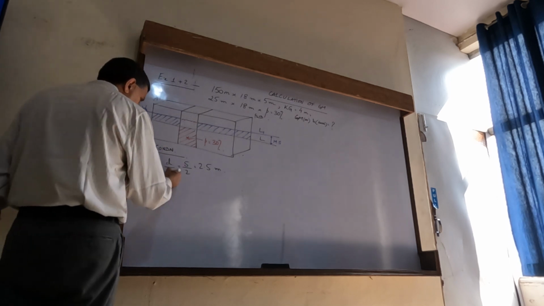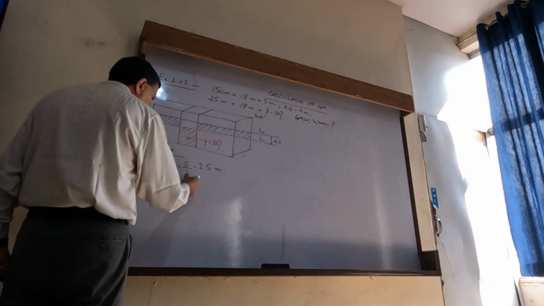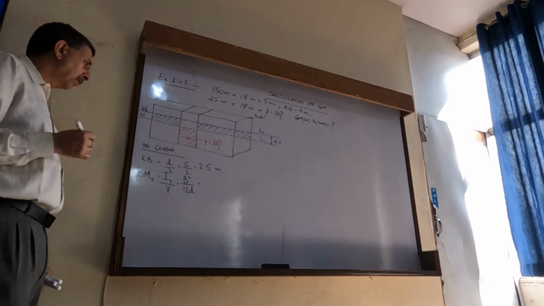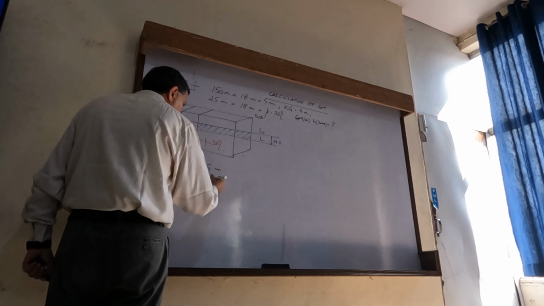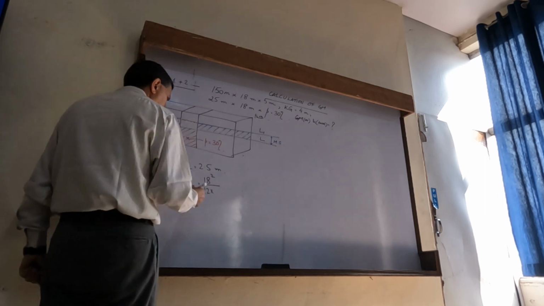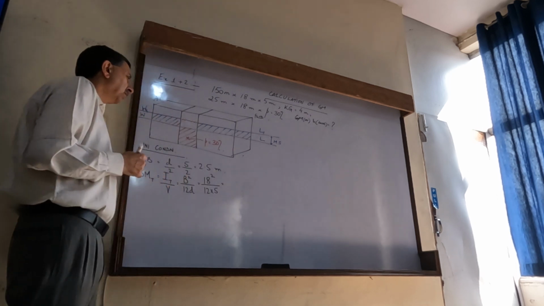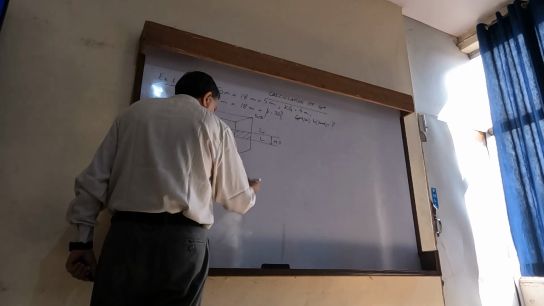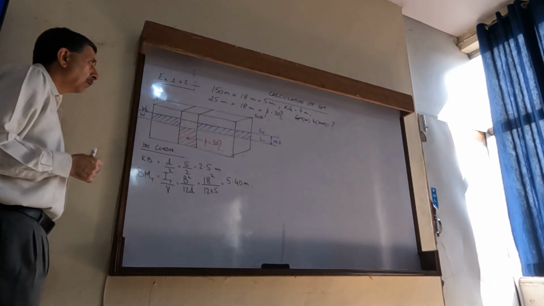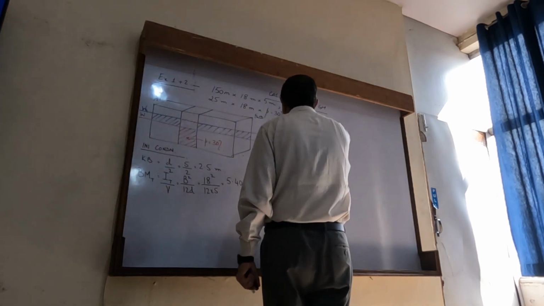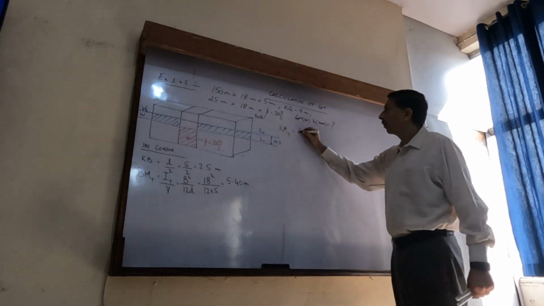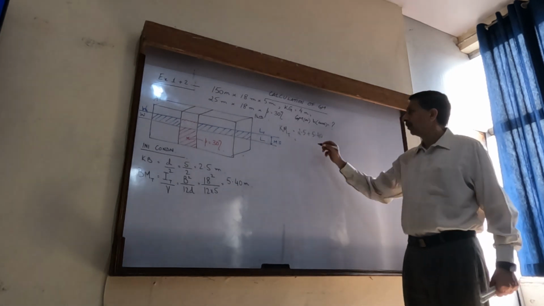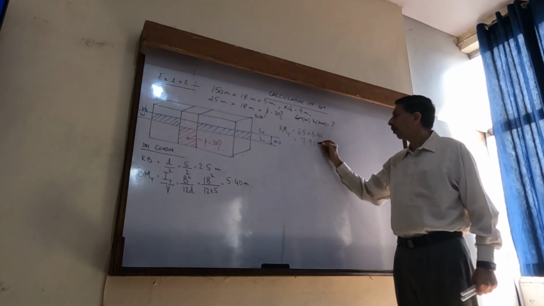BMT is equal to IT by V, is equal to B square by 12D, is equal to 18 square by 12 into 5. How much? 5 point something. Therefore, KMT is equal to KB plus BMT, is equal to 7.9.